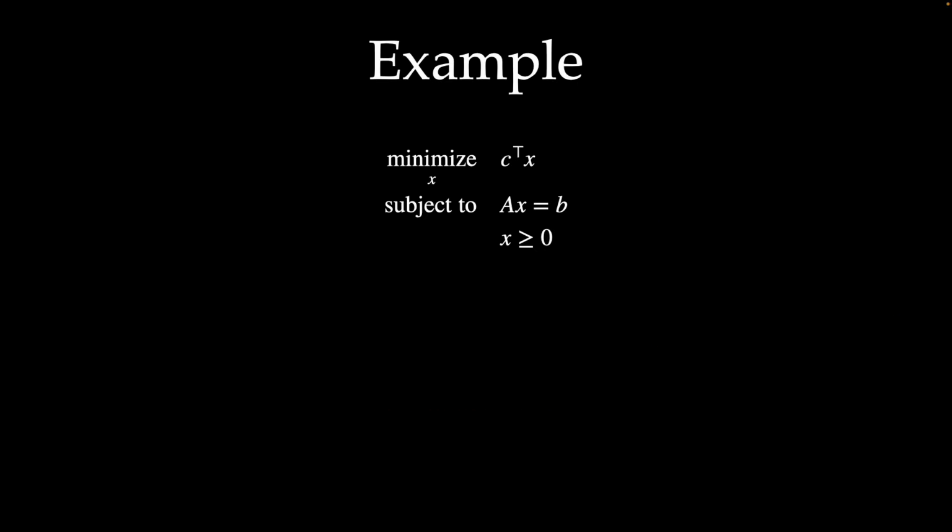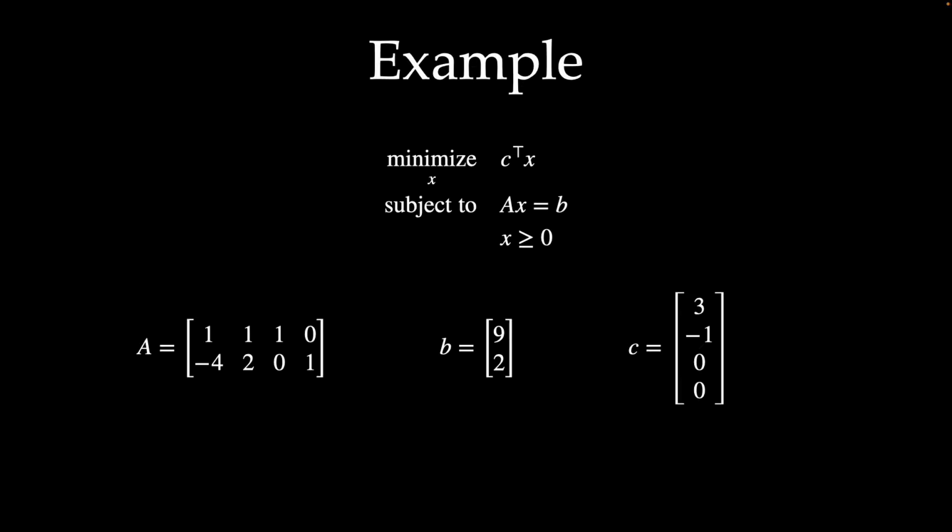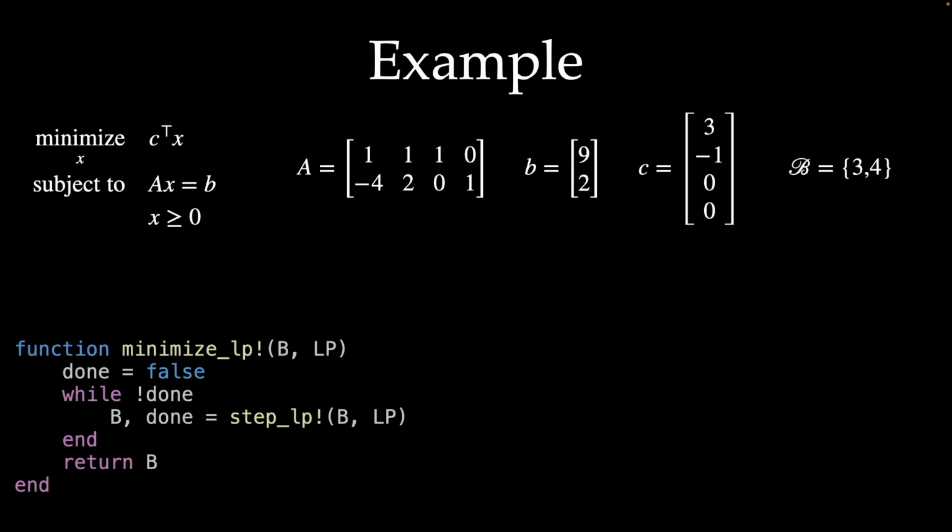So now for the example here. Again, we're working with the equality form, and let's consider the case where we have the following a, b, and c values. Additionally, let's assume that we're given some basis here, 3, 4. In phase 1, remember, we're actually going to have to solve for this basis ourselves. For now, we're assuming it's given to us. We're going to go through phase 2 of the simplex algorithm now. So it's going to start with this minimize LP function. In Julia, this exclamation mark denotes that we are modifying the arguments that are passed into the function. So in this case, we're modifying the basis here, and that's what the exclamation mark denotes.